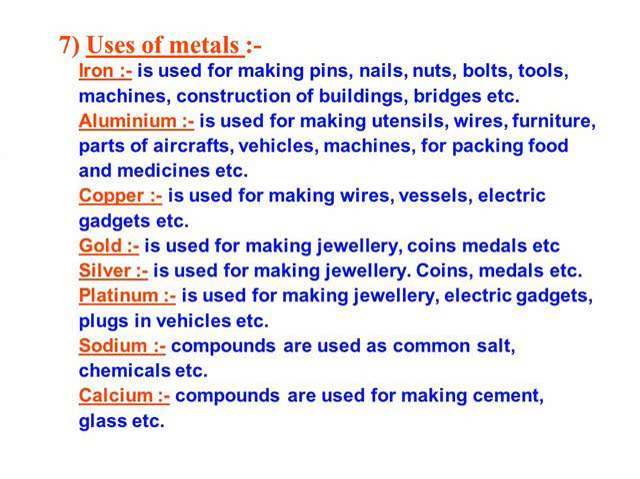Sodium compounds are used as common salt, chemicals, etc. Calcium compounds are used for making cement, glass, etc. So these are the various uses of metals.